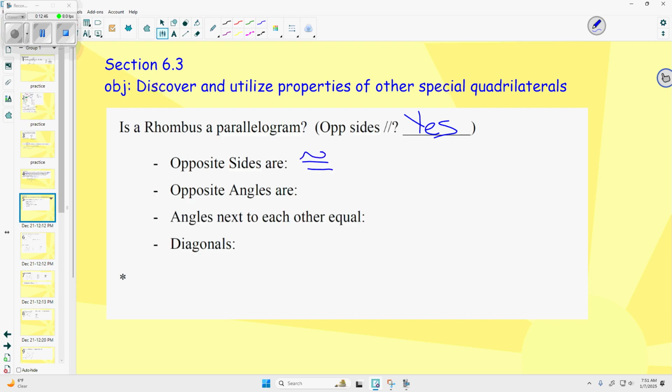So we know opposite sides are parallel. We know opposite sides are congruent. All of these are in a rhombus because it's a parallelogram. What do we know about opposite angles? What do we know about angles that are next to each other? Equal 180. What do we know about the diagonals? There we go.